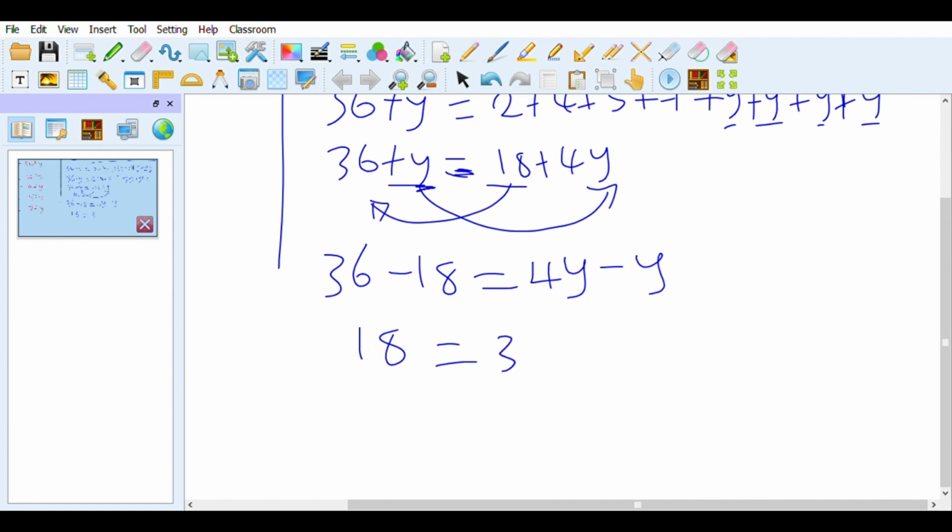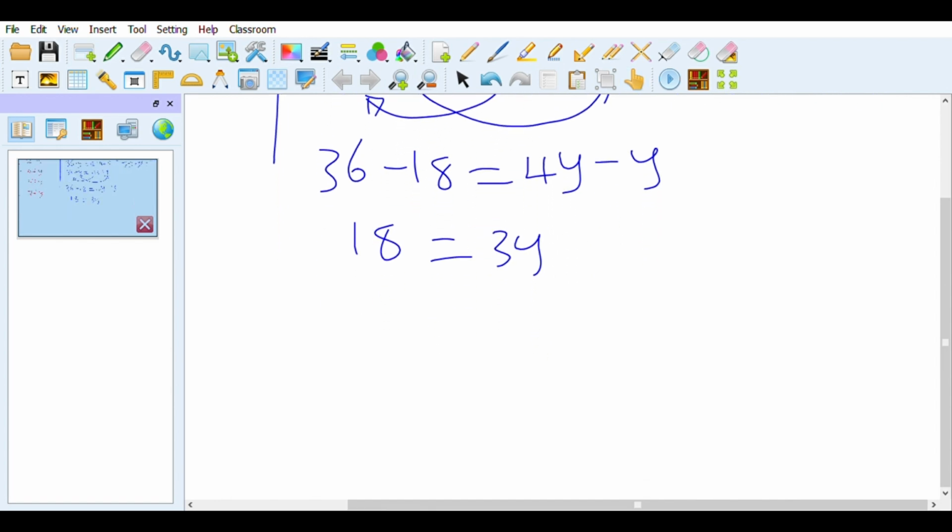Okay, remember that this is an equation. The left hand side is equal to the right hand side, so you can write it like this or you can write it like this. They are all the same thing. If 18 is equal to 3y, or 3y is equal to 18, I just put the y's on the left hand side. So it's always good to put the letters on the left hand side.